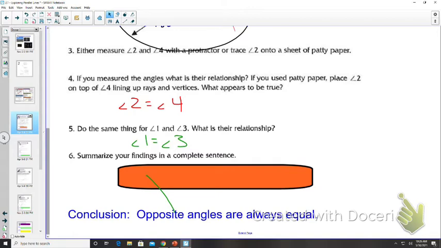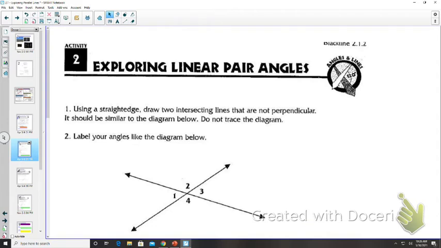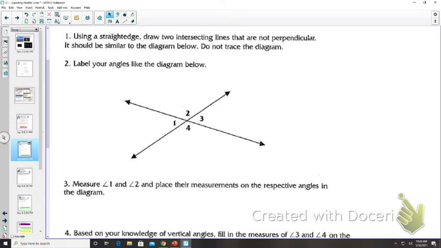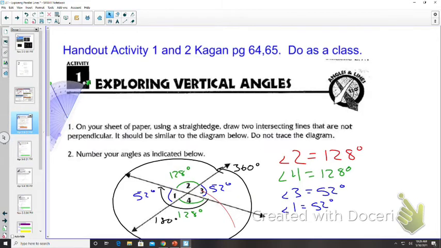Okay, so opposite angles are always equal. You bet. Okay, moving on. So using a straight edge, we're going to do this again. Let's label our angles like the diagram shown below. So I'm just going to jump back up and steal this protractor.